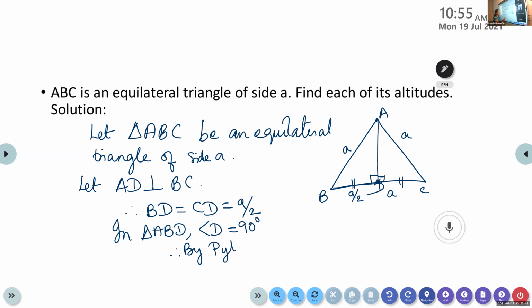By Pythagoras theorem, what you will get, Ashik? By Pythagoras theorem, in triangle ABD. Ashik, I think I am not able to hear. You say something, it is not clear. Try this, in triangle ABD.